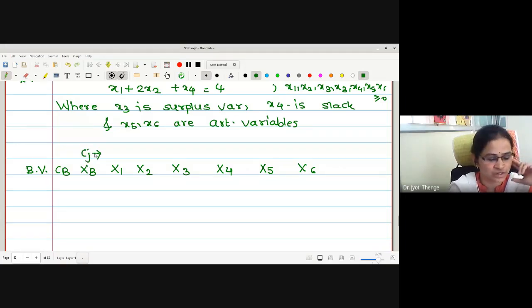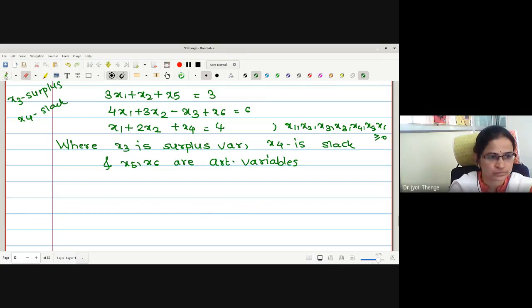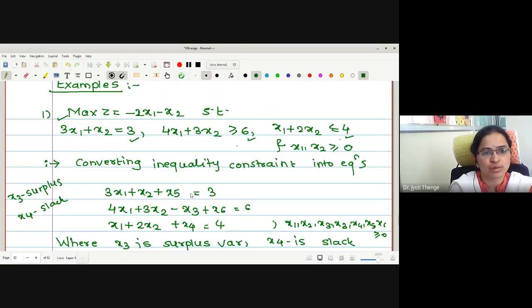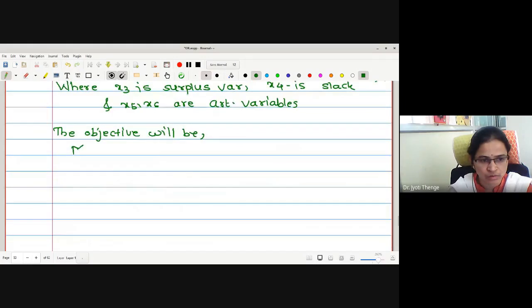What are the CJ entries? Before going to this, somewhere I have to write the objective function also. Let me write this. I have not written the objective function. Sorry. What will be the objective function? Maximize z equals minus 2x1 minus x2 is the original.